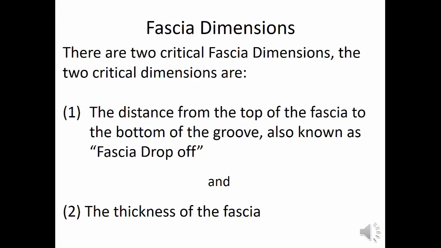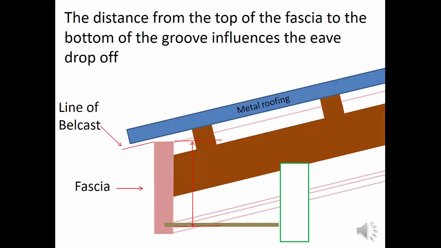When considering the dimensions of the fascia for your eave drop off, there are two critical dimensions that you must consider. The first dimension is the distance from the top of the fascia to the bottom of the groove, and the second is the thickness of the fascia. This diagram shows the effect that the distance from the top of the fascia to the bottom of the groove has on the eave drop off.